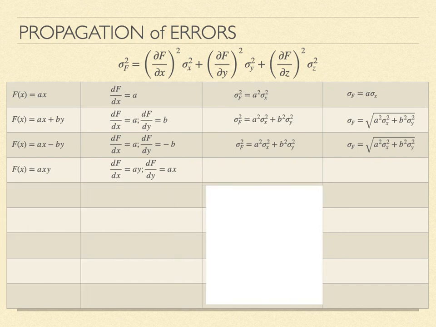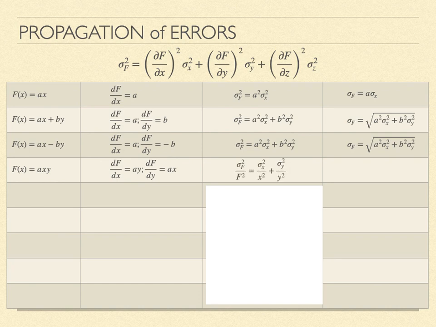Here's some white space to work it out. In this case, we first get a squared y squared sigma x squared plus a squared x squared sigma y squared. Not sure what to do with the x and the y? Well, we sort this out by dividing both sides of the equation by f squared, the original function. We obtain this expression, and once we cancel the terms in the denominator and numerator, we obtain this relationship.